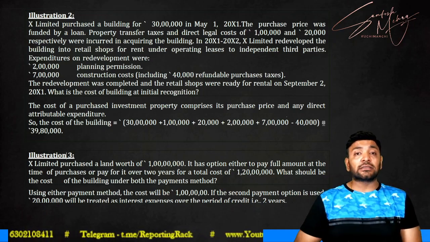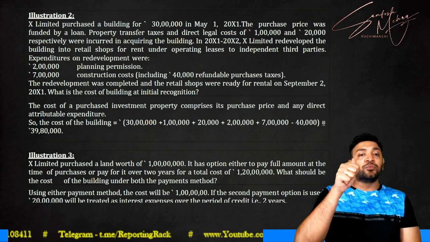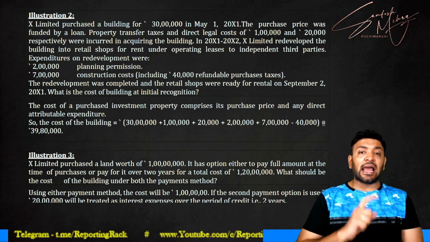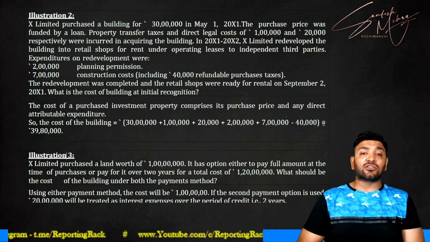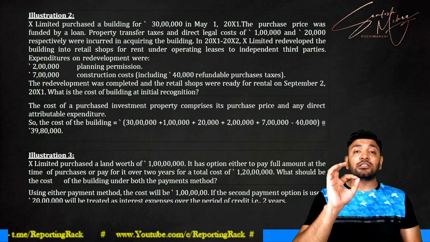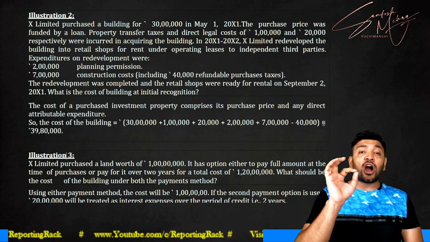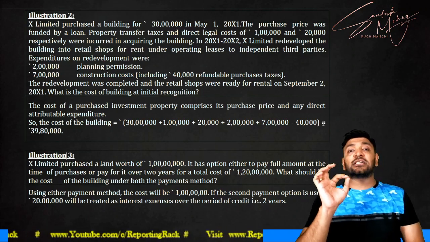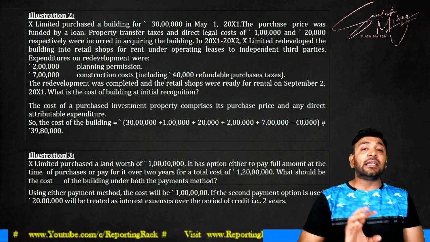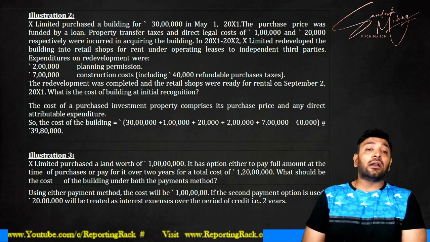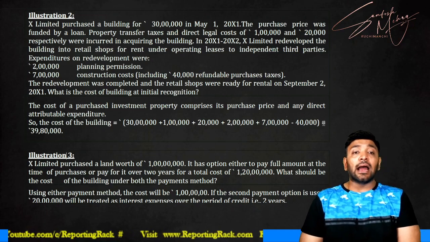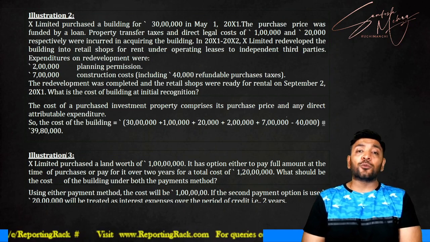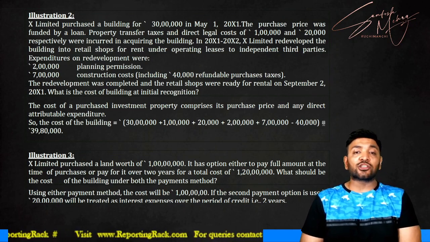In case of a self-constructed asset, add all the costs. 30 lakhs plus transfer taxes of 1 lakh plus direct legal charges of 20,000. 31 lakh 20,000 is the cost of acquisition plus cost incurred on construction to bring the asset into the condition and the location in which the management intends to use the asset. They incurred another 2 lakhs for planning and 7 lakhs for construction. But this 7 lakhs includes 40,000 rupees of refundable taxes which should be excluded.